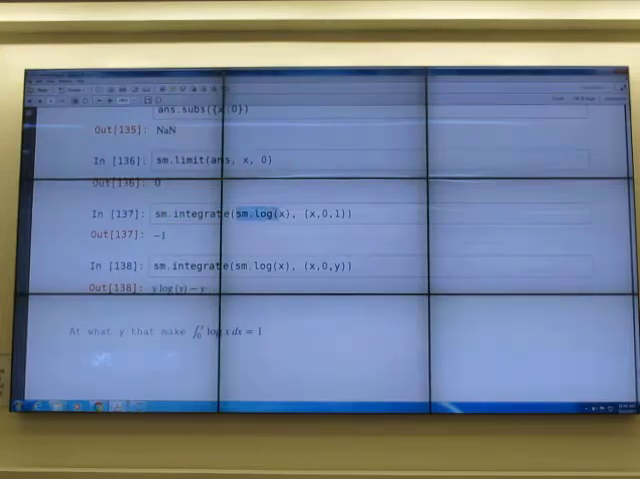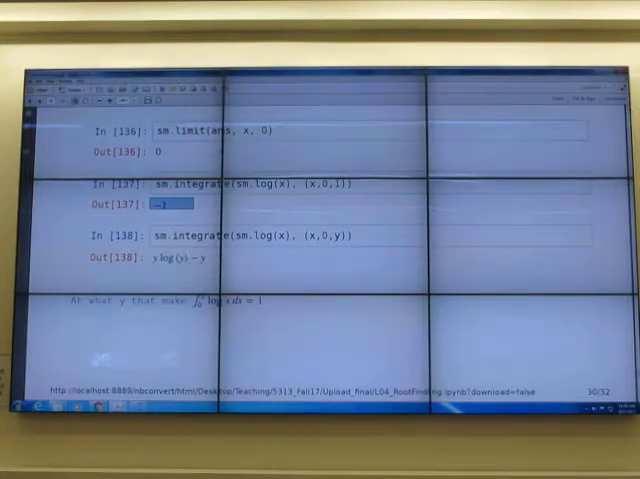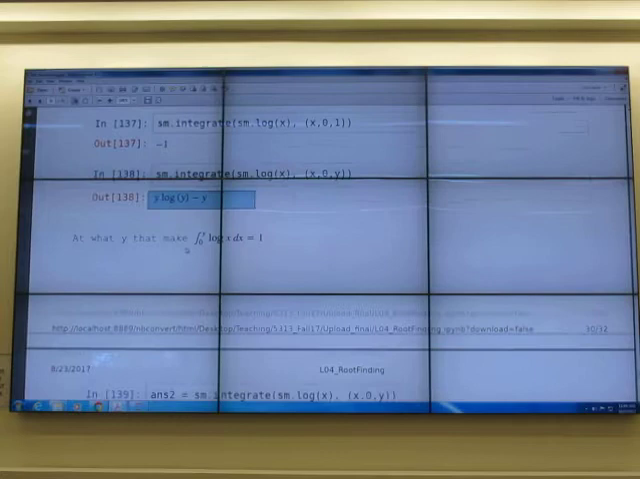The integration of log x dx from 0 to 1, that area is minus 1. Okay? And we have the integration of log x from 0 to y, I get y log y minus y. So we can do symbolic integration. Now, let's mix them together.